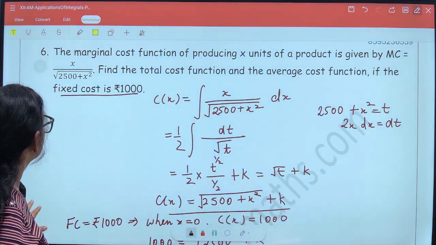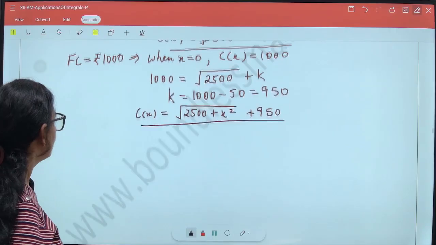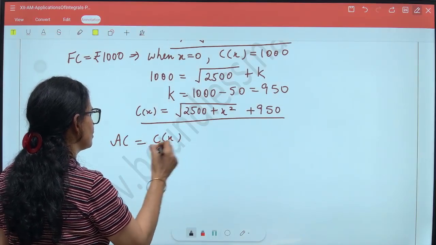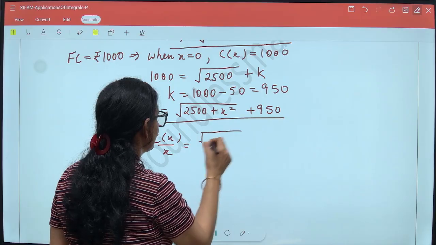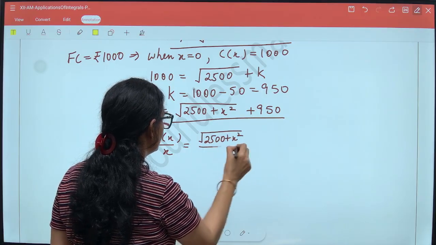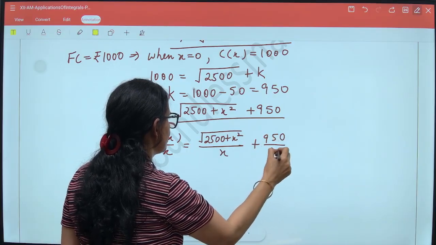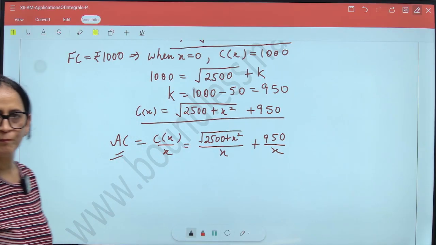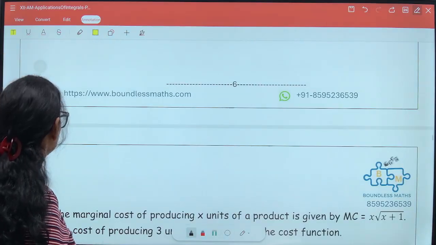Do we need to find something else? Total cost function and the average cost function. So now what is average cost? Average cost is total cost divided by quantity. So you just need to write the same expression, 2500 plus x square under the root whole upon x plus 950 upon x. So this is the average cost function. Clear? Easy? Wonderful. So let's come to the next question.